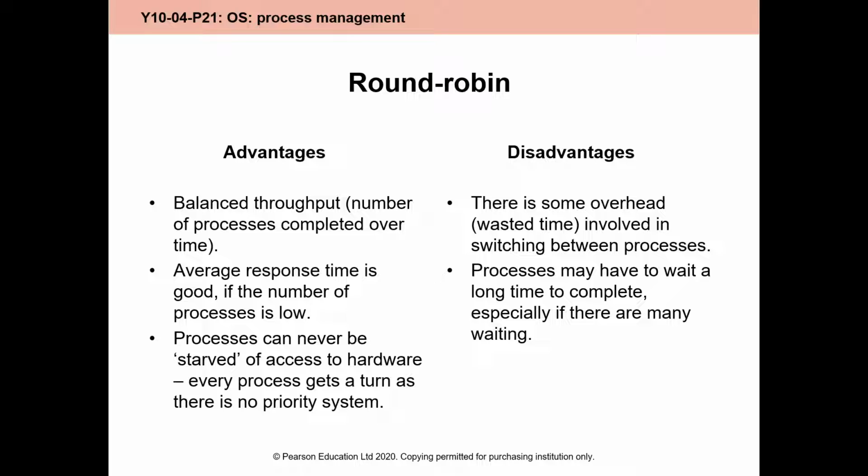Round robin is balanced throughput. What on earth does that mean? It means the number of processes completed over time. So it doesn't mean that you're going to get loads of jobs done at the beginning and not many jobs at the end. You're constantly switching between tasks. The average response time is good. Now, I haven't talked about this yet. Response time means how long does a process have to wait until it gets some CPU time. And if response time is long, the user complains because it's laggy.